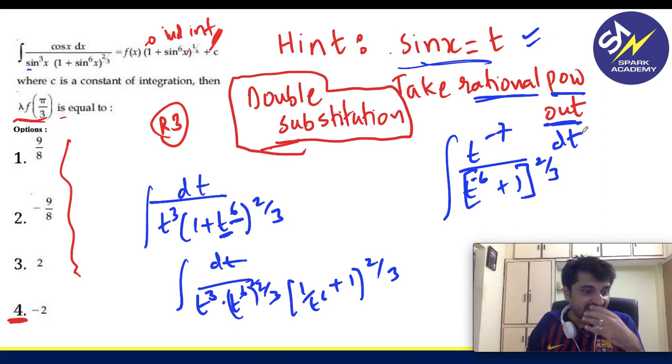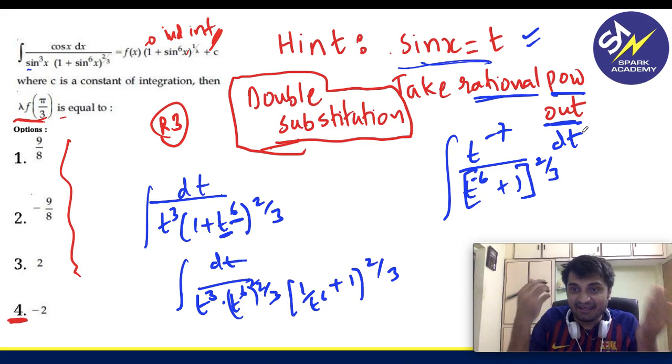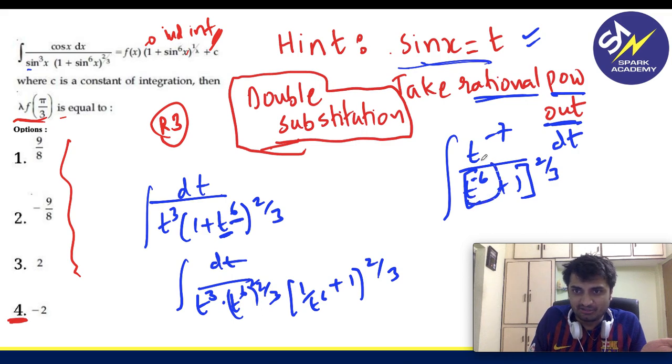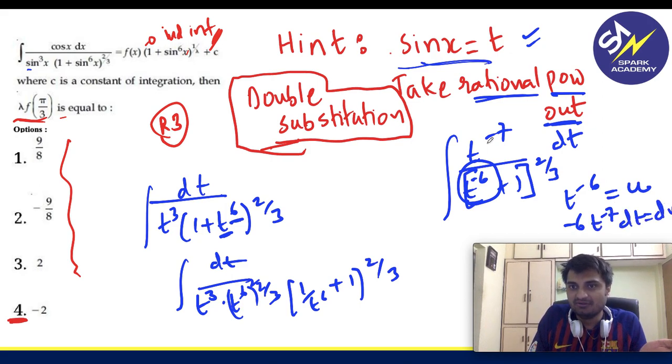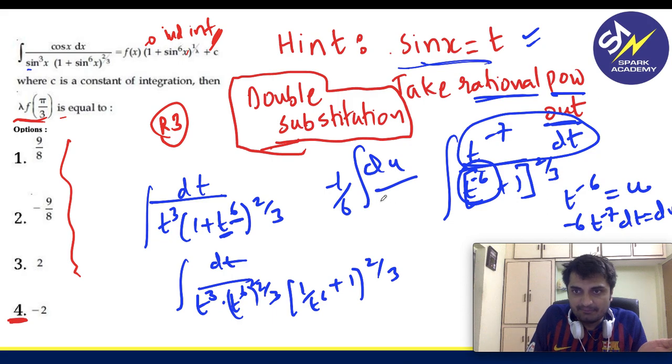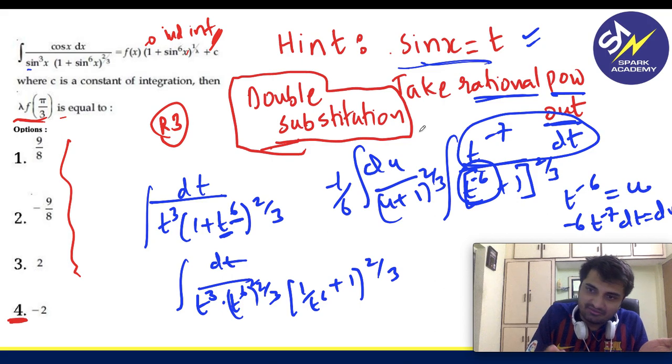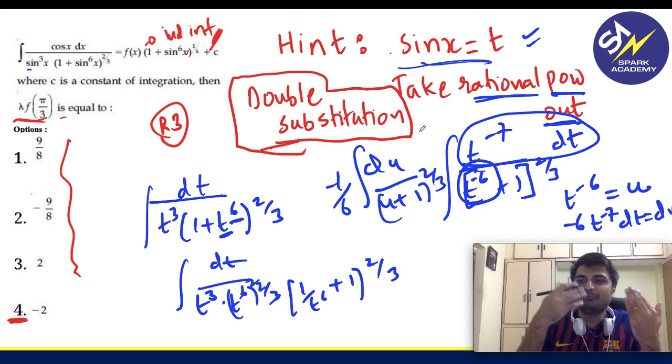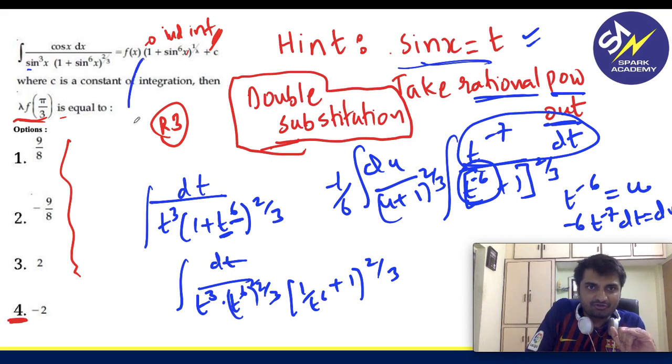Now observe, guys, again it's not in standard format. So again I have to use substitution. Now it is simple though. I can assume t power minus 6 as u, differentiate, minus 6 t power minus 7 dt will be du. So basically this part will be minus 1 by 6 integral du by (u plus 1) whole power 2 by 3. Take it to the other side, simplify, substitute back u, substitute back t, and compare.